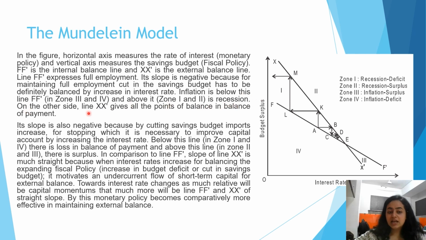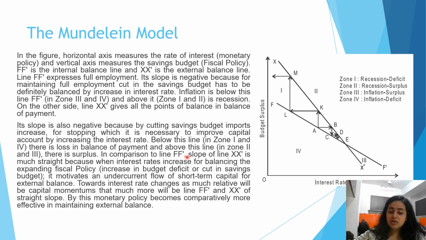On the other side, line XX gives all the points of balance in balance of payments. Because it is showing external balance, it is showing BOP equilibrium. Its slope is also negative because by cutting the budget surplus, imports increase. To stop this, it is necessary to improve the capital account by increasing the interest rate. Below this line in zones 1 and 4, there is a deficit in balance of payments, and above this line there is a surplus. Like below line FF there is inflation and above it there is recession.